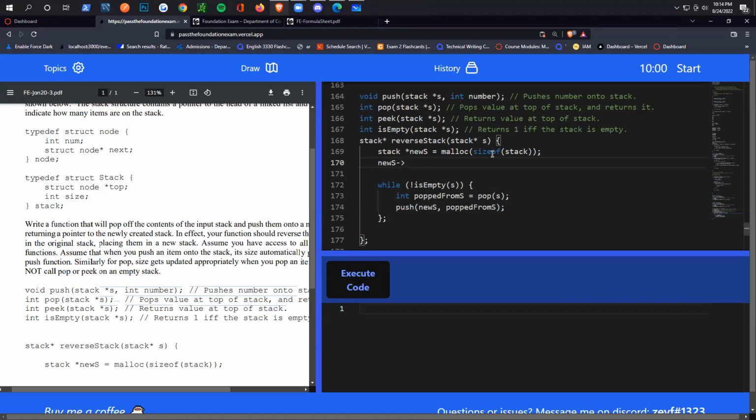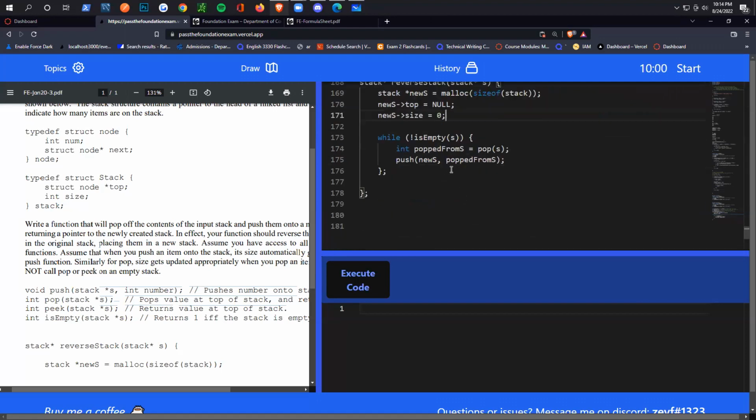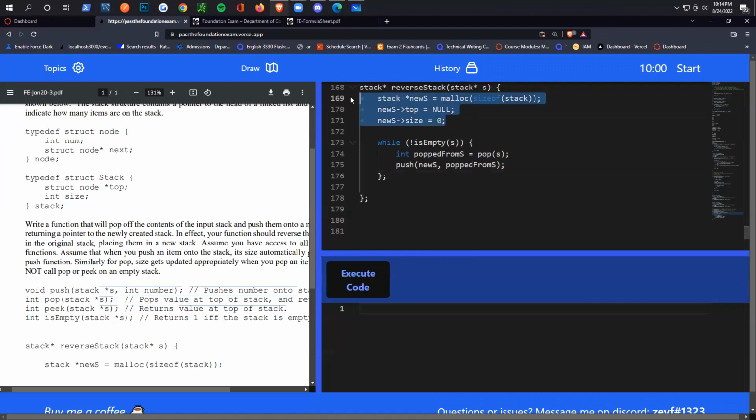So this is a stack. So the stack has a top. You're just gonna start off at null because it's gonna be empty, and set the new S stack to size 0. And now from this point, okay, we've initialized everything. The functions will work properly. And we just transferred everything over.